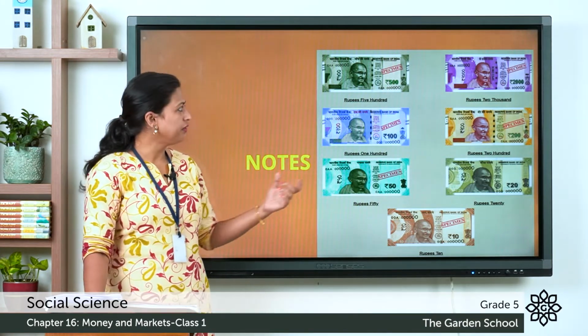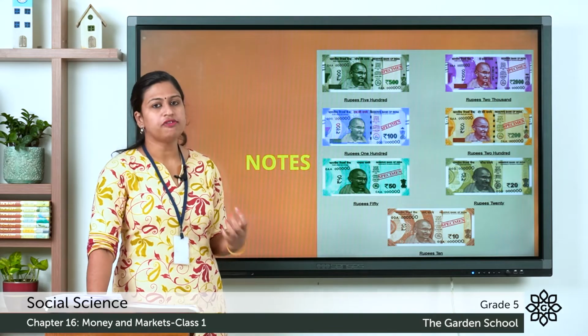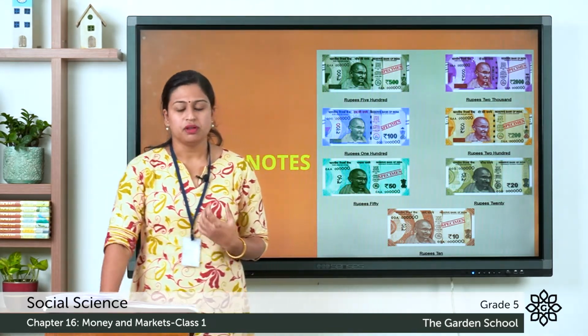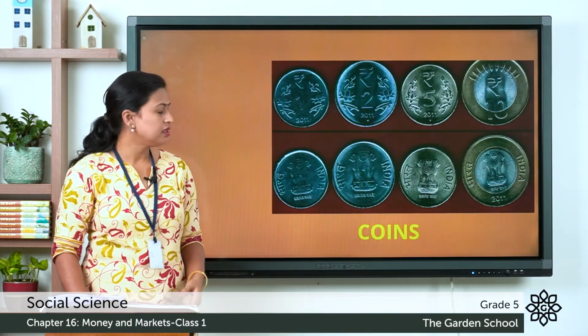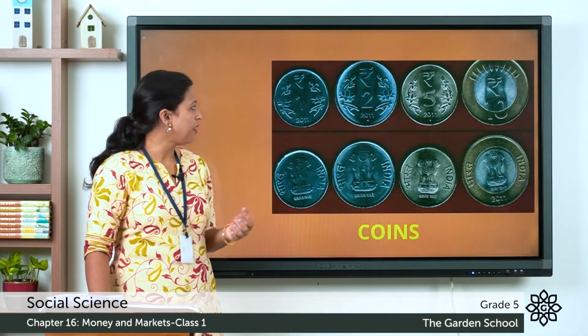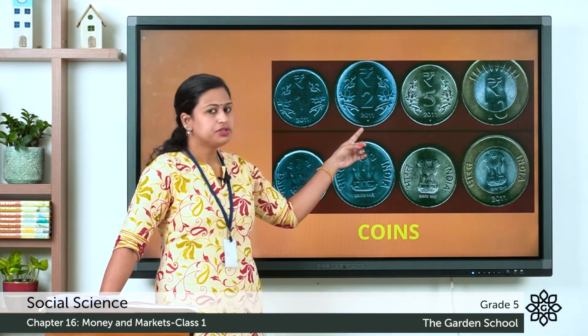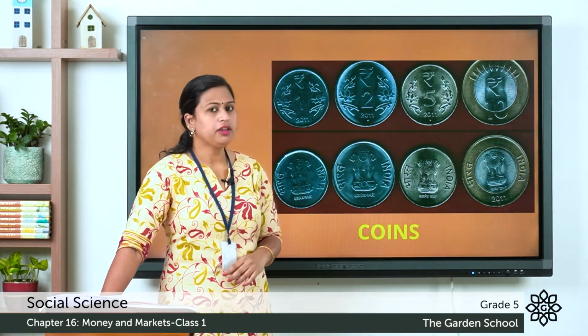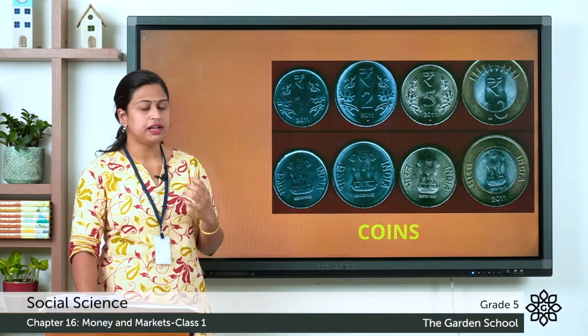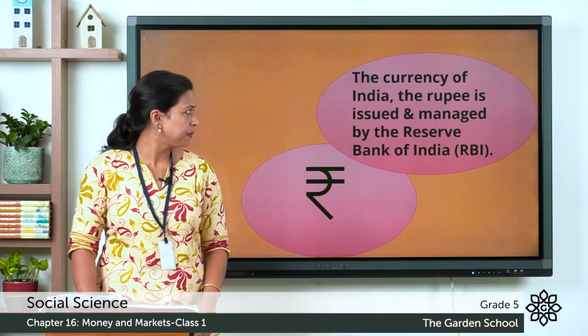And you can see on the front side there is a picture of Mahatma Gandhi and also the national emblem. Next you can see the different denominations of coins. At present we have 1 rupee coin, 2 rupee coin, 5 rupee coin and 10 rupee coin. So here also you can see the national emblem on these coins.